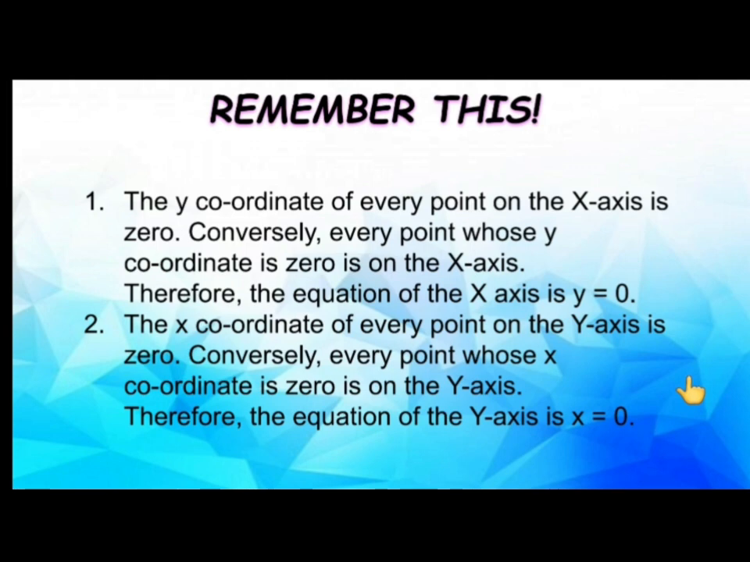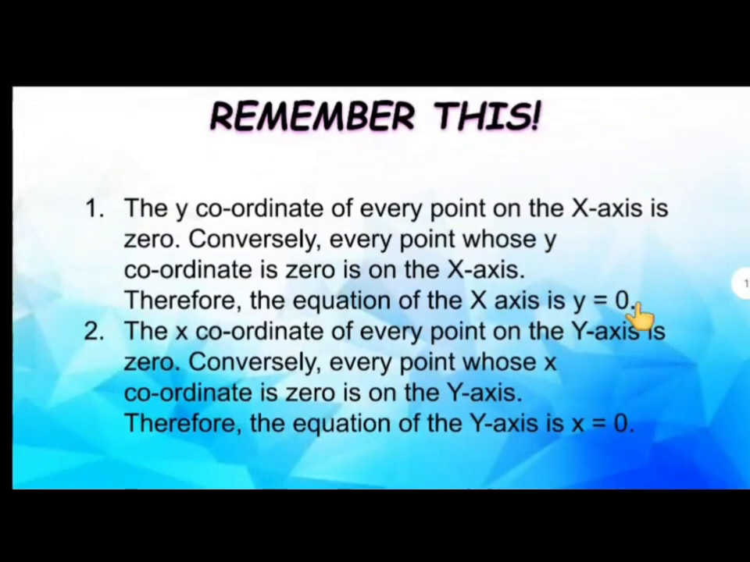Next, the x-coordinate of every point on the y-axis is 0. What happens then? Every point whose x-coordinate is 0 is on the y-axis. Therefore, the equation of the y-axis is x equals 0. So, we have two more general forms here. The equation of the x-axis is y equals 0 and the equation of the y-axis is x equals 0.